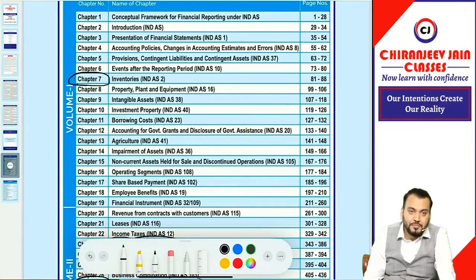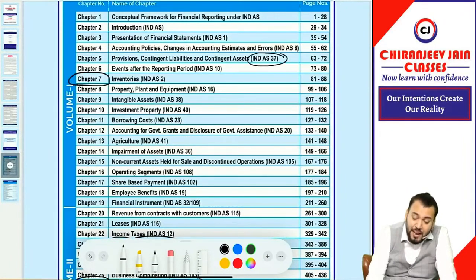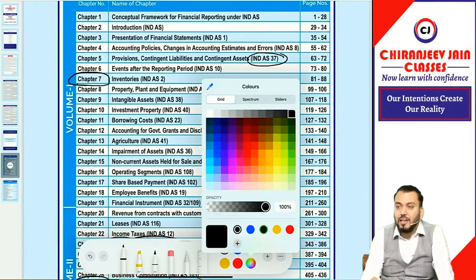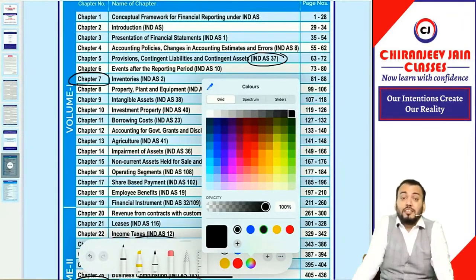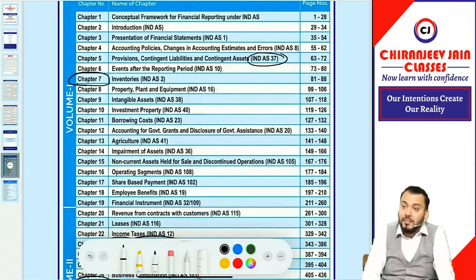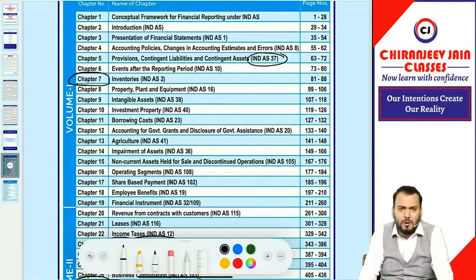Today we'll start with one chapter, which is Ind AS 37. Why will I start with Ind AS 37? Because if I start with Ind AS 1, you will die. Why will you die? Because there are many terminologies which you don't know right now. And Ind AS 1 deals with presentation of financial statements. But if I say biological asset, do you know about biological asset? Financial asset? The new terms in your life.